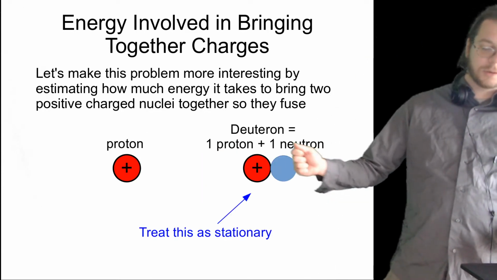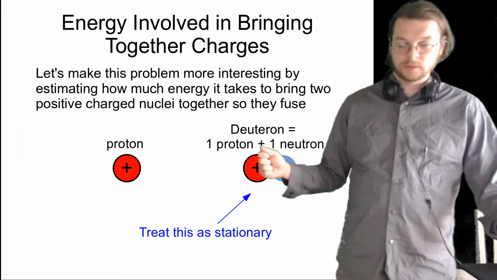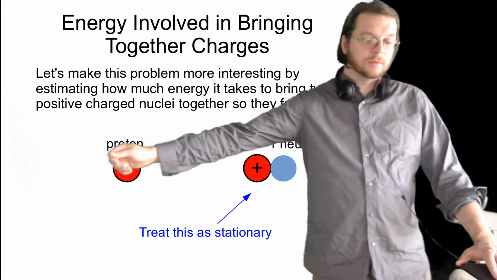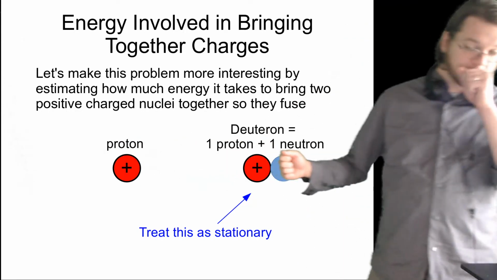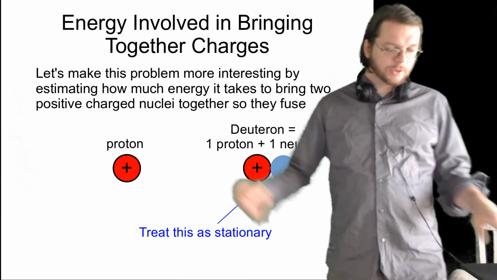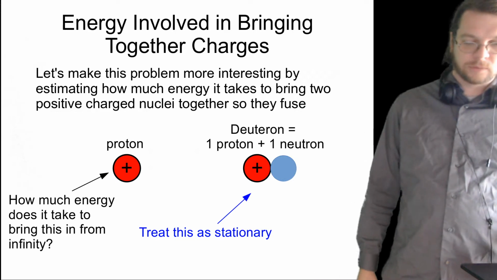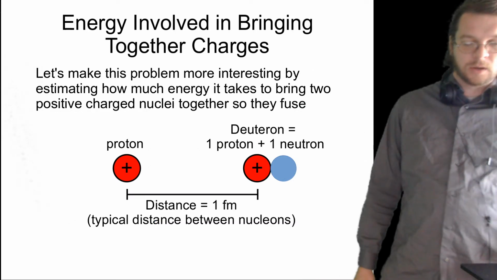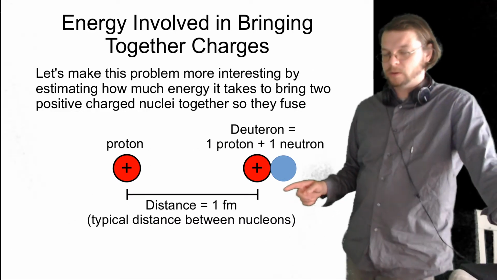Let's treat this as stationary. It's more massive, so in the event that this thing was coming up close to it, this would accelerate less. Let's just imagine that it's stuck here and see how much energy it takes to bring this thing in from very far away. Okay, and our goal is to try to get it within 1 femtometer.